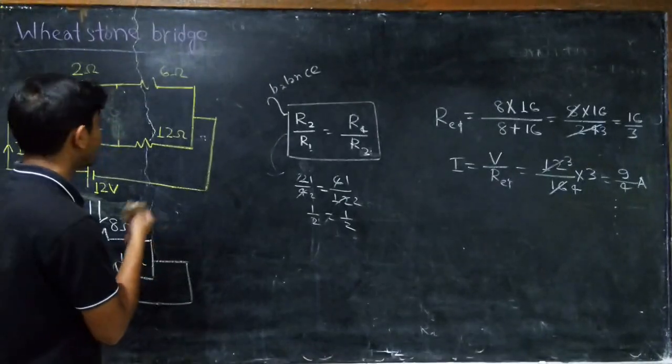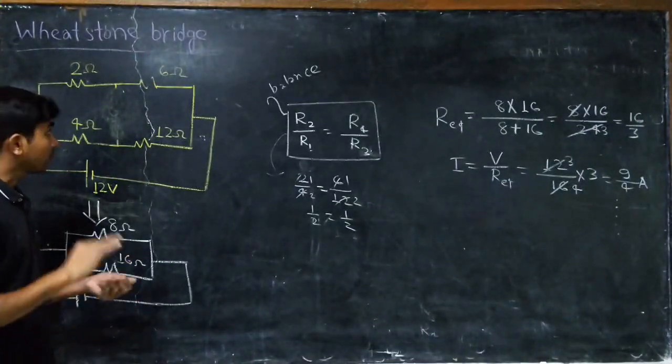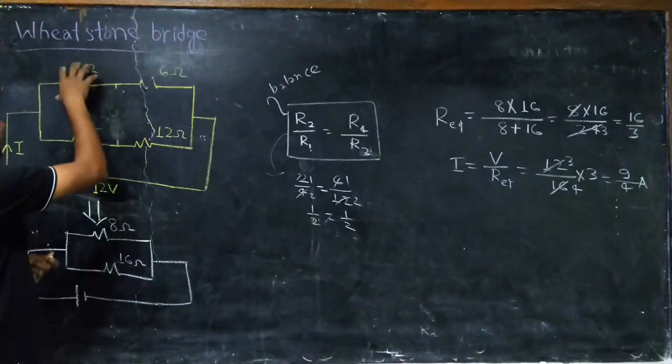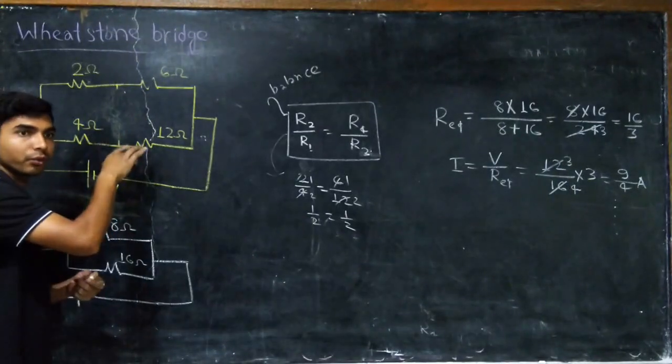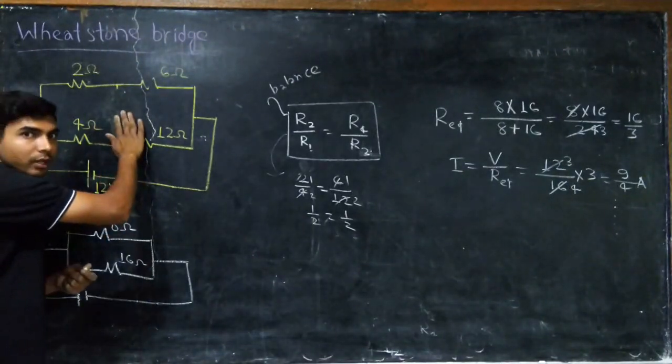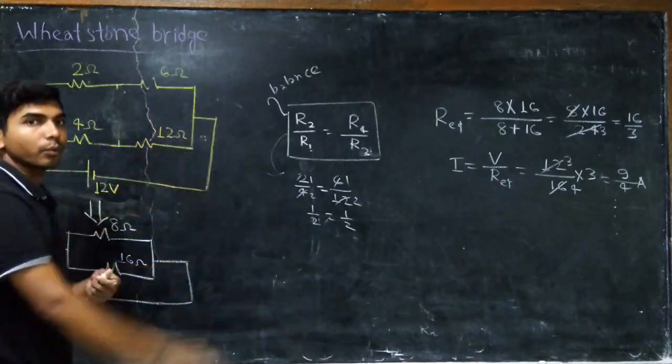And you are able to get the value of R equivalent. So keep in mind, if the ratio of this one and this one is equal to this one, that means the condition is balanced. So there will be no current here, so there will be no resistor. We can remove this one, okay?